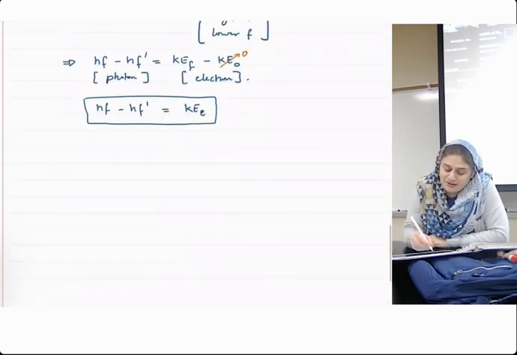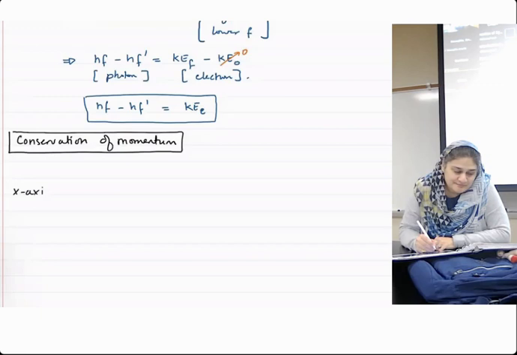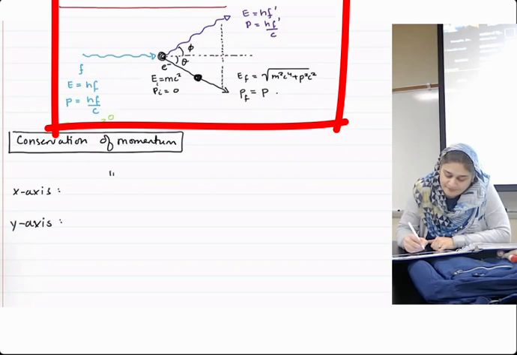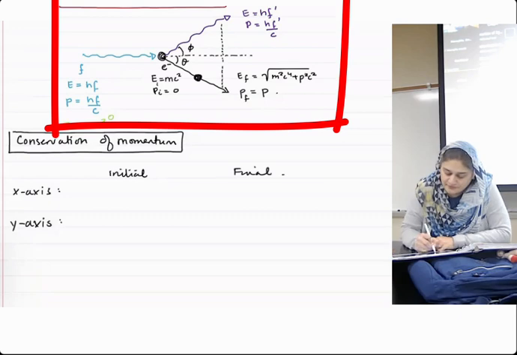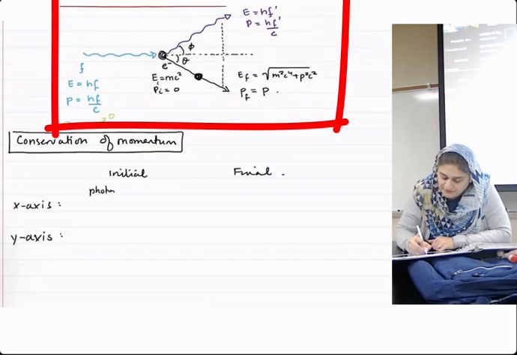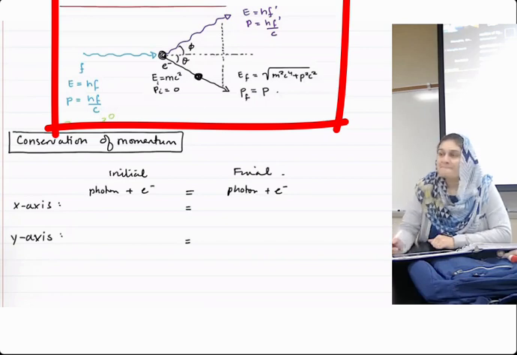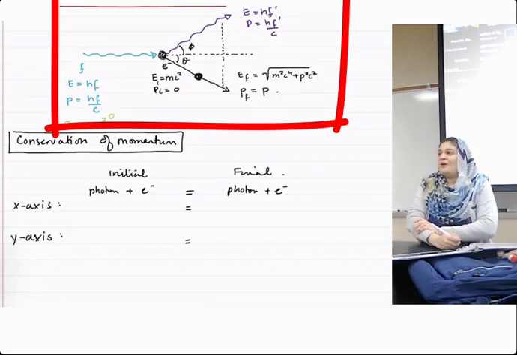So now we're going to do conservation of momentum. May I write this? Remember that picture? Initial, final. Initial x and initial y, and then we'll do initial photon plus electron, and final photon plus electron. And I'll put an equal sign. Ready? Remember to breathe.